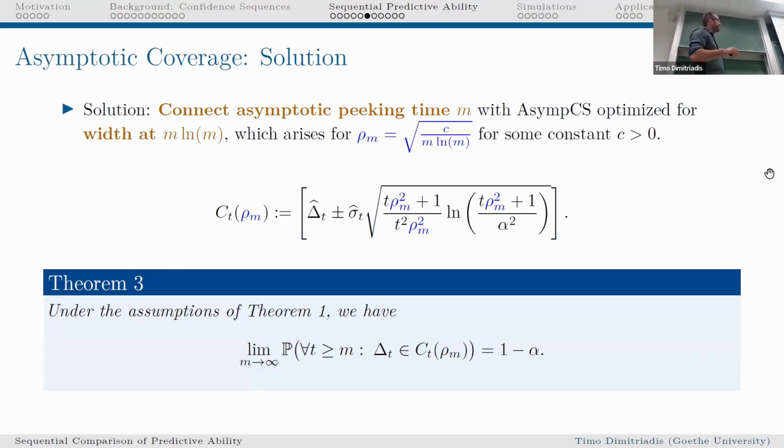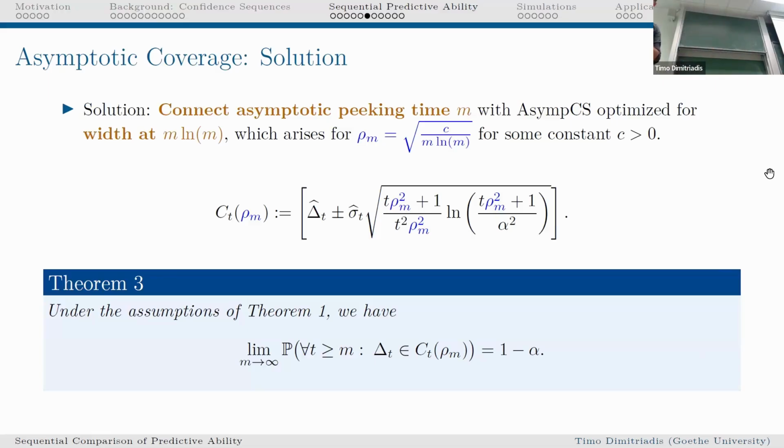And now if we simply plug in, instead of rho, we plug in rho_m in that confidence sequence here, then we get exactly the right coverage we want to have. So we get that the limit, as the initial peeking time diverges, of the probability that for all t larger than m, the truth is in that confidence sequence is exactly 1 minus alpha. So we could resolve that puzzle by just peeking late enough.